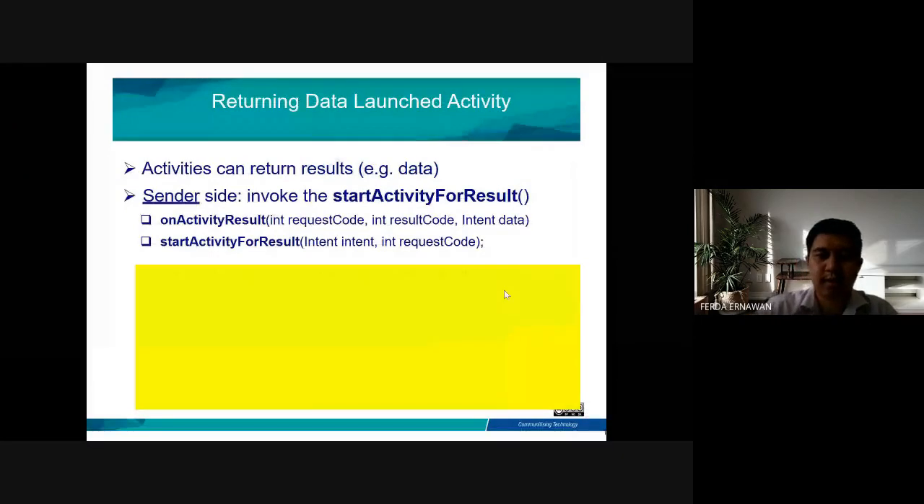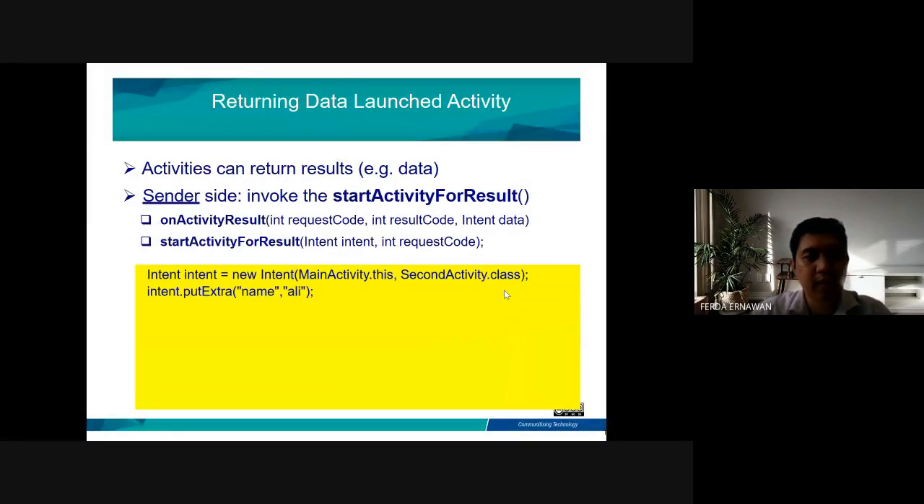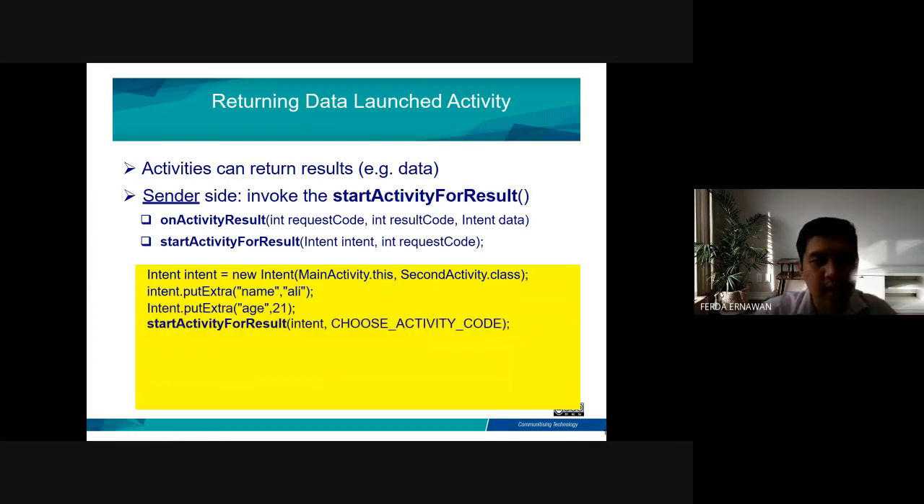Example. Here we declare the same as the previous one: Intent, and then intent putExtra, the data. The difference here is startActivityForResult with the intent and the choose activity code.